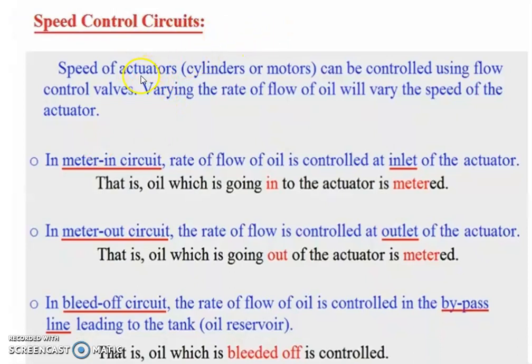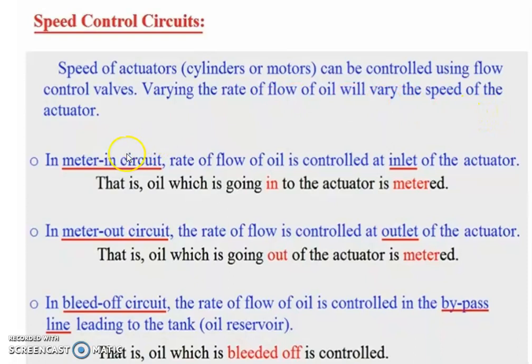Speed control circuit: the speed of an actuator, that may be a cylinder or a motor. If we use a cylinder, that is called a linear actuator. If we use a motor, that is called a rotary actuator. Speed of actuator can be controlled using flow control valve, FCV. Varying the rate of flow of oil will vary the speed of actuator. If the amount of oil admitted in the cylinder increases, the speed of actuator increases. If it reduces, the speed of actuator reduces.